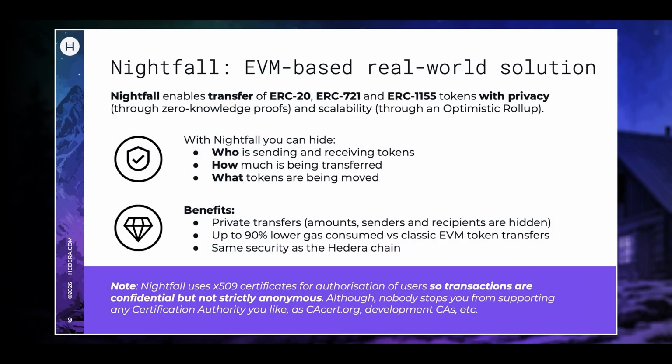So why Nightfall? Nightfall, as Keith already said, is a really good example of an enterprise solution for ZKP. It has been developed by Ernst & Young, and Ernst & Young have done this on Polygon. Nightfall enables secure and private transfers, and it does this with ERC20, so fungible tokens, ERC721, so your non-fungible tokens, as well as ERC1155s, so both combined. And it does it with zero knowledge proof and then added scalability through optimistic rollups.